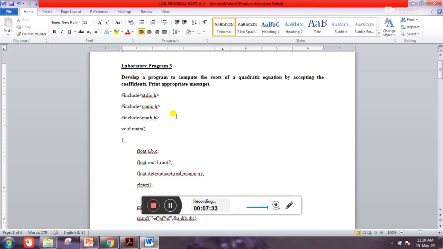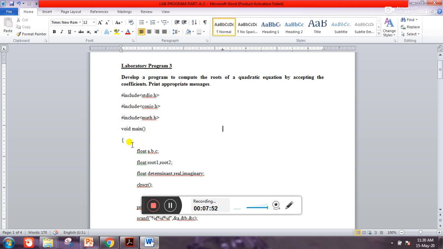So here stdio.h, conio.h, and then math.h. stdio.h and conio.h we normally use. So why do we use math.h? Here we need to find out the square root. For finding the square root, we already have an inbuilt function, sqrt. If you want to use that sqrt inbuilt function, then you have to include this header file math.h.